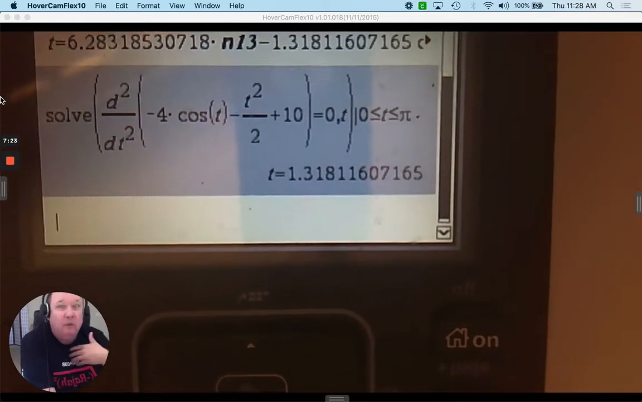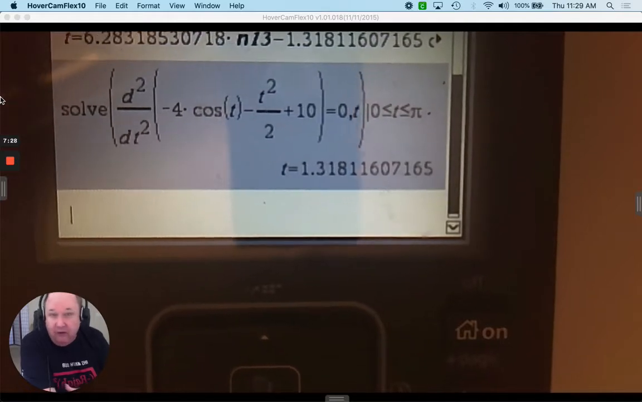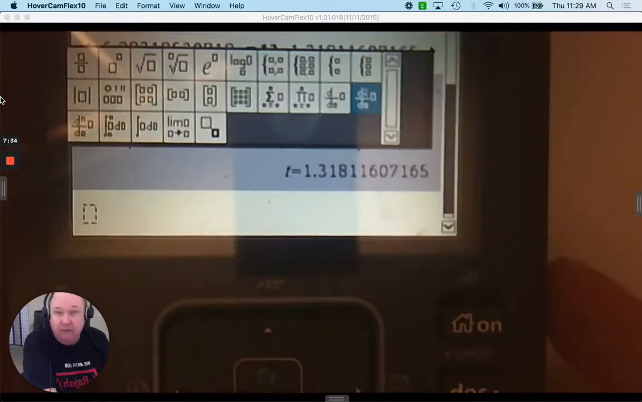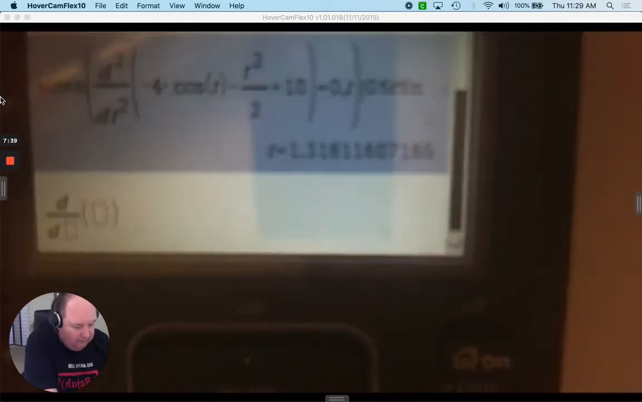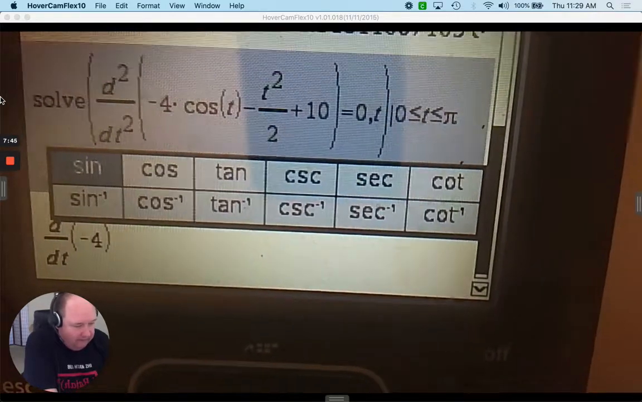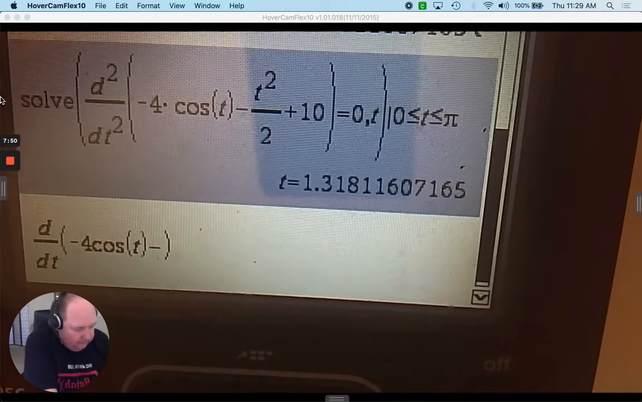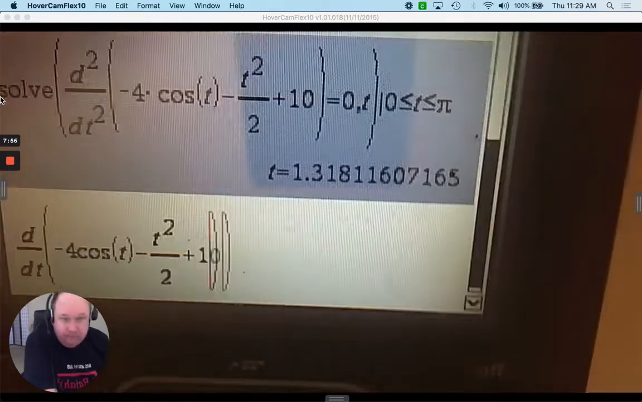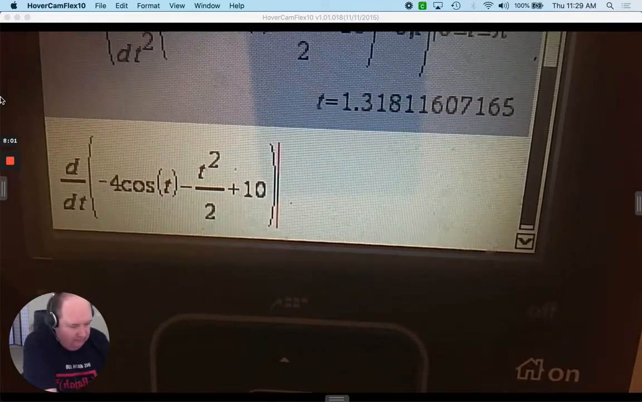Okay, now what do we do? That's when the acceleration is 0. The next part of the question is, what is the velocity at that time? So the velocity is just the derivative. So if I press this button again, just the derivative would be that button. So I just want the derivative of the position. So again, negative 4 cosine t. Let me double check, did I type it in correctly? And then I want to evaluate. So control equals.